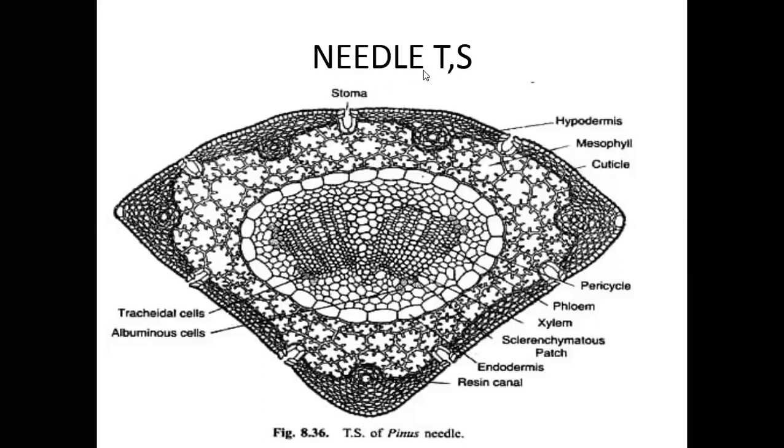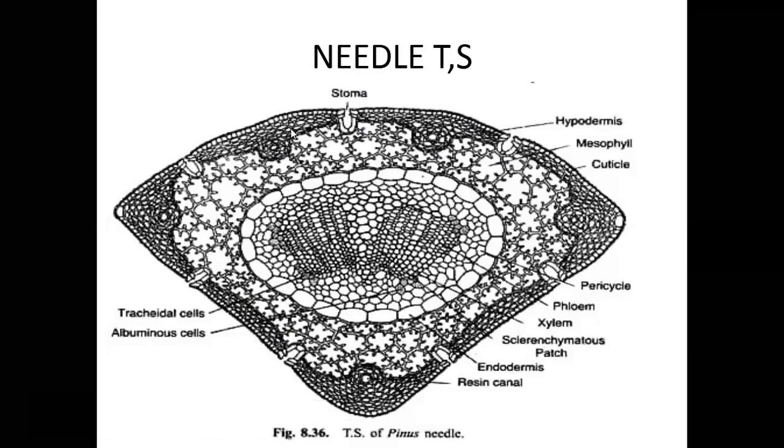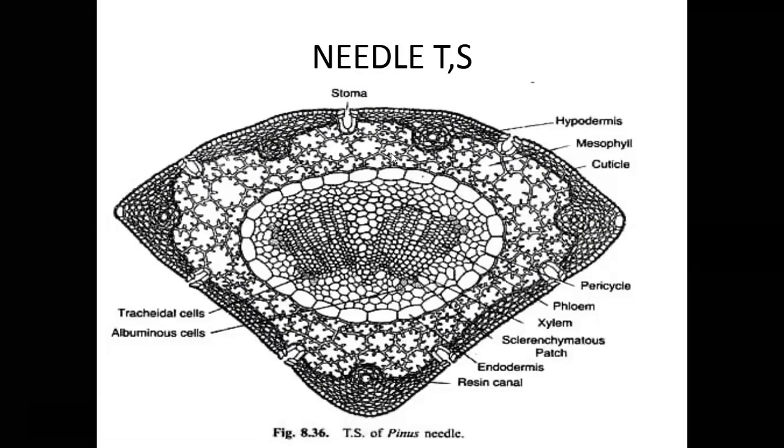Now, Pinus needle TS shows a triangle outline. Needles are nothing but leaves; the leaves all look like needle-like structures. So the Pinus needle or Pinus leaf TS shows a triangle-like structure. It shows three major portions: first the epidermis, second the mesophyll, and third the vascular bundles.